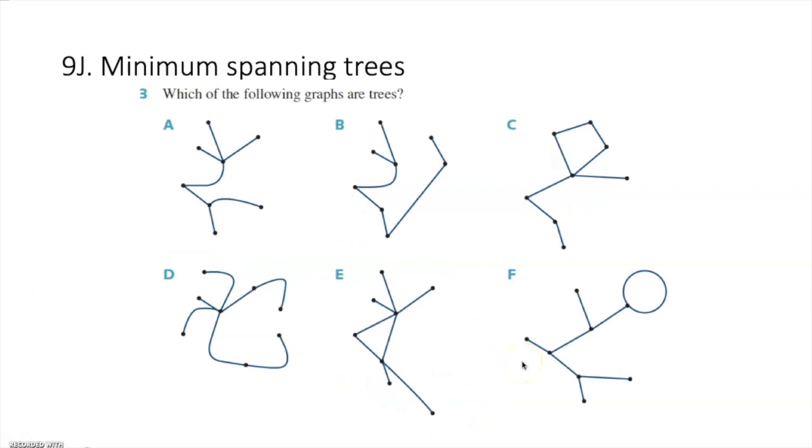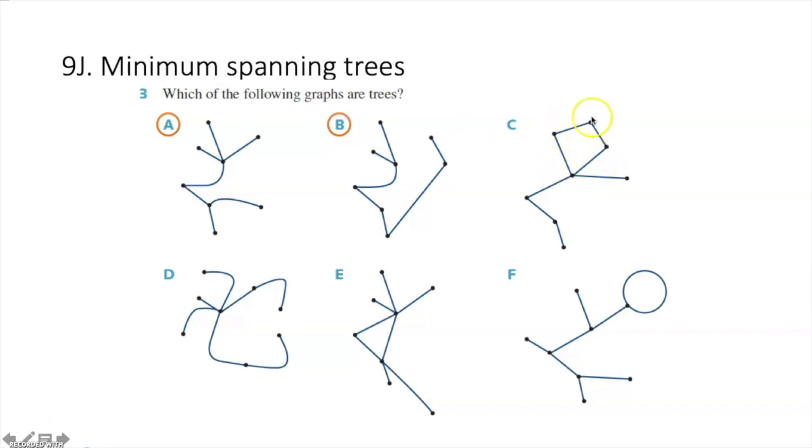Question 3. Which of the following graphs are trees? Think about, for a tree we cannot have loops, we cannot have multiple edges or cycles. Okay, I'm going to give you 5 seconds to think about. Yeah, I guess everyone has got the answer. The answer should be B.